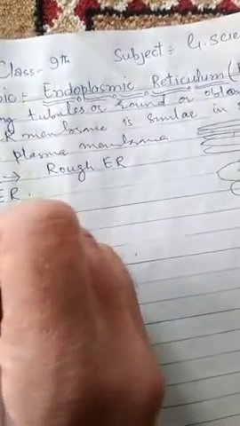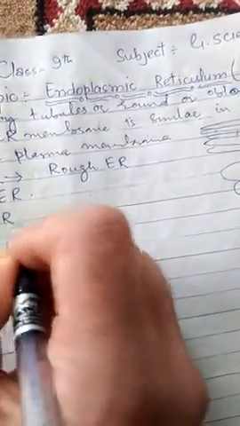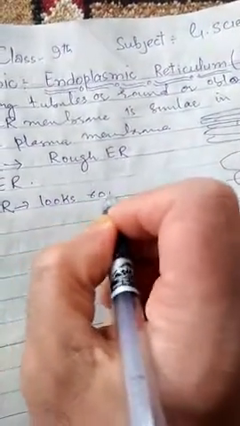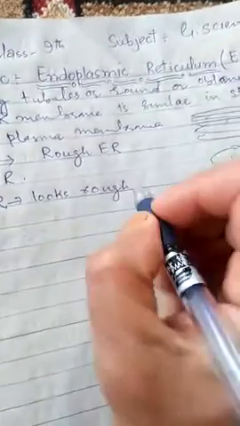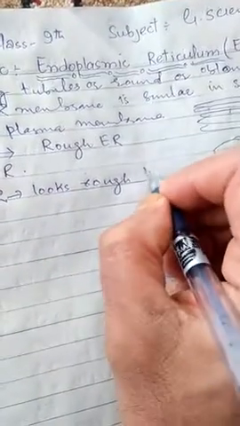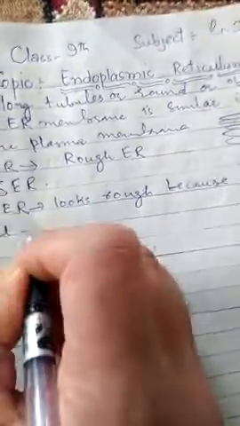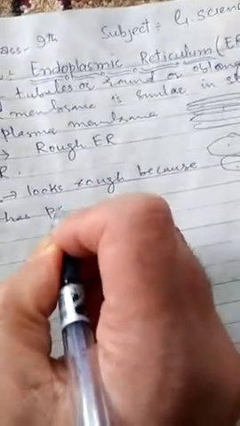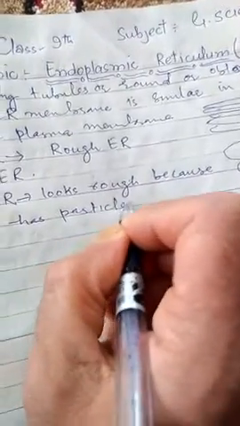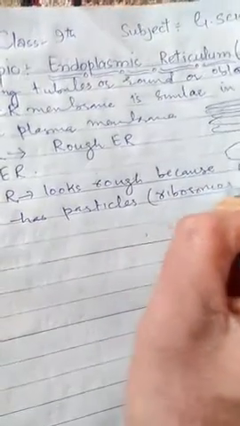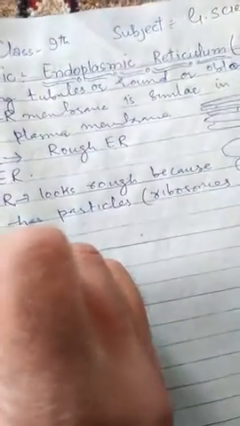You see, rough endoplasmic reticulum looks rough because it has particles called ribosomes attached to its surface.